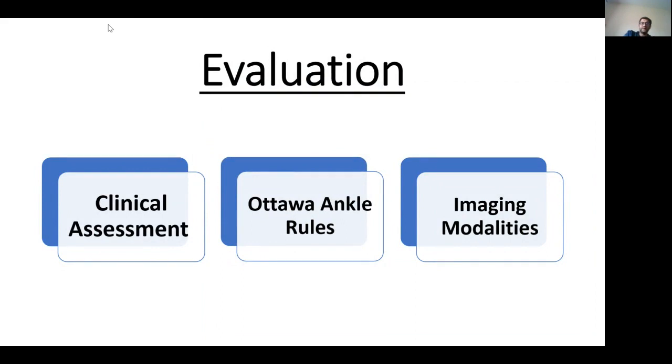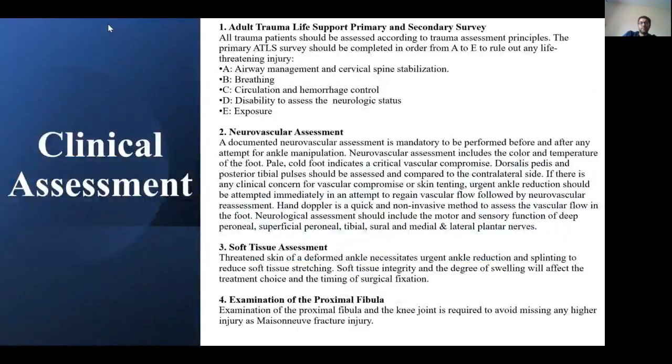In the evaluation of ankle fracture, there is the clinical assessment, the Ottawa ankle rules, and imaging modalities. In clinical assessment, first, all trauma patients should be assessed according to the ATLS principles. The ATLS survey should be completed in order from A to E to rule out any immediate life-threatening injury. A is airway management and cervical spine stabilization, B is breathing, C is circulation and hemorrhage control, D is disability to assess the neurological status, and E is exposure.